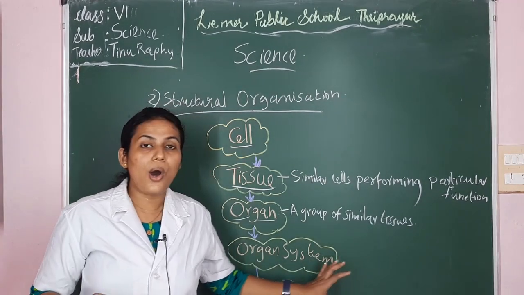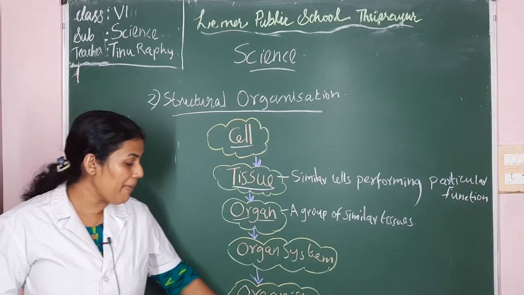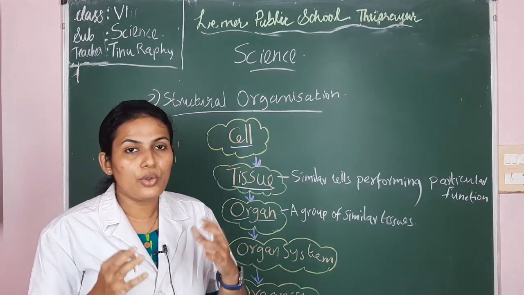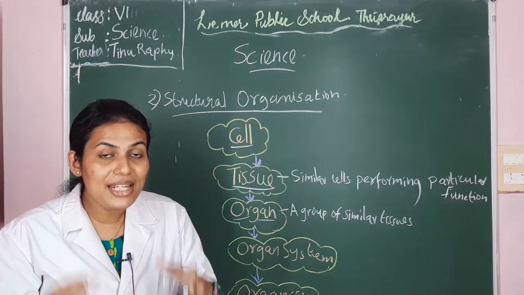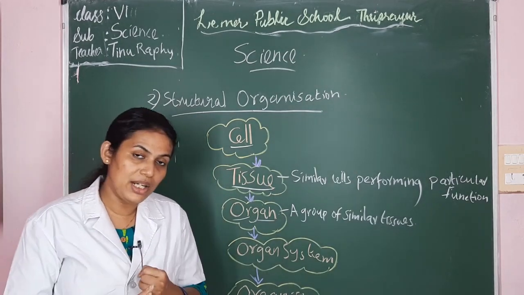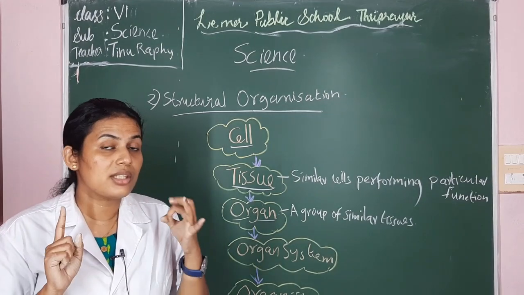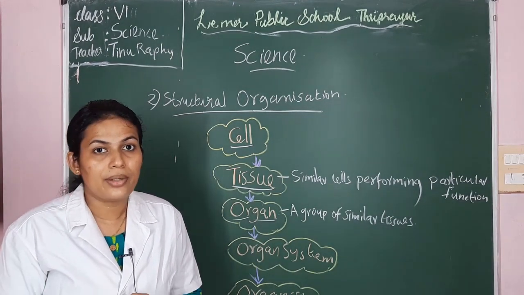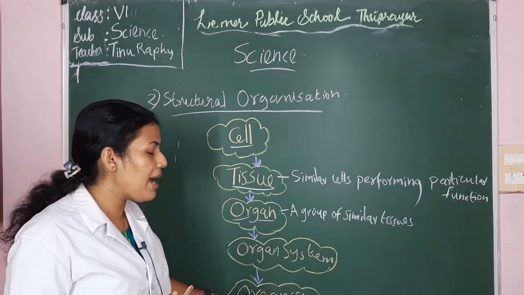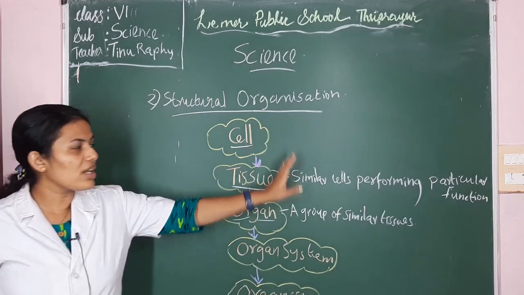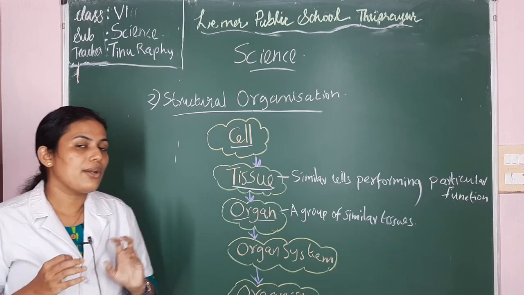Now, all these organ systems combine to form an organism. We know a human is an organism. So a human contains many organ systems, isn't it? Respiratory system, circulatory system, digestive system, reproductive system. All these combine to form an organism. So this is the structural organization of an organism.